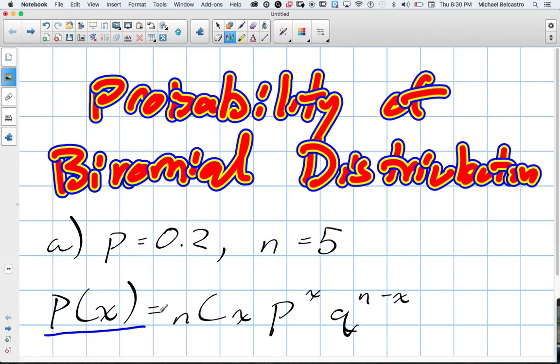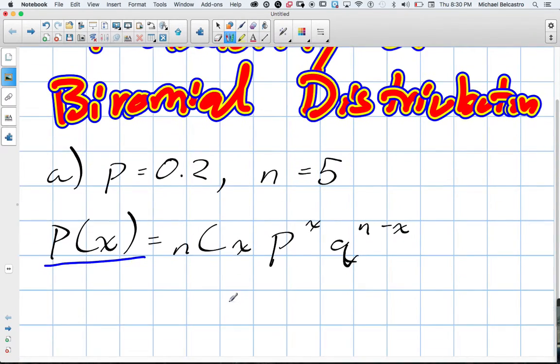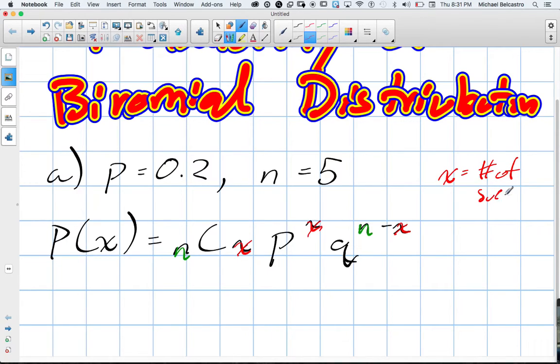Our formula here for the probability of success depending on the number of successful trials deals with a combination, and the combination starts with the number of trials and then the number of successful trials. So we can define what these stand for: what the N is and what the X is, and then again what the P and the Q are. So X is number of successes, N is number of trials.